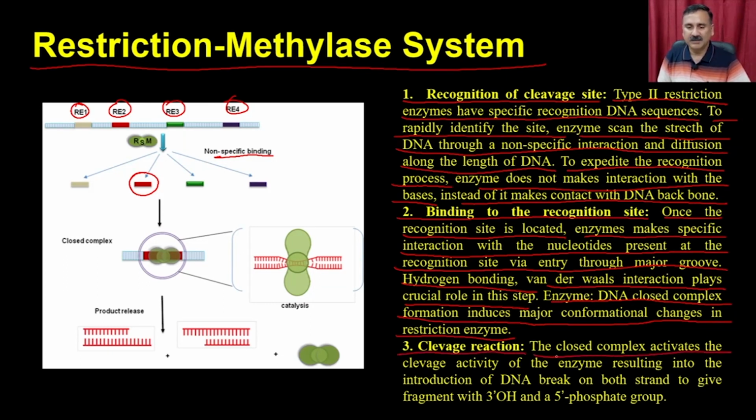The closed complex activates the cleavage activity of the enzyme, resulting in the introduction of DNA breaks on both the strands to give fragments with a 3' hydroxyl and a 5' phosphate group. So on one side it is going to have the 3' hydroxyl, and on the other side it is going to have the 5' phosphate.